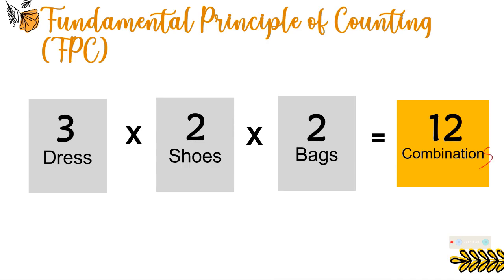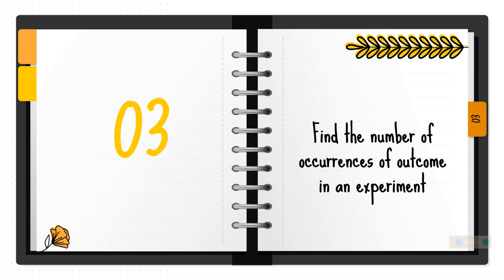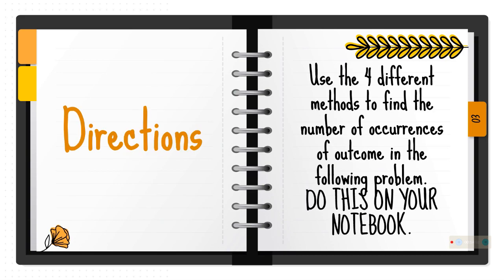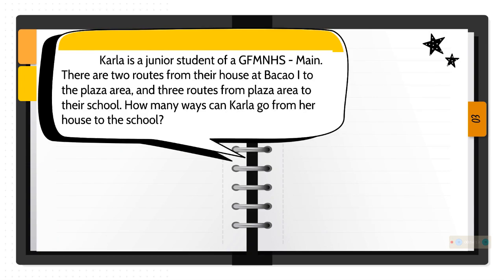So any question? Okay, so let's have the third objective. Find the number of occurrences of outcome in an experiment. Actually, we already covered this in the second objective, so let's have more examples here. Use the different methods to find the number of occurrences of outcome in the following problems. You are going to do this on your notebook, or simply on your paper.